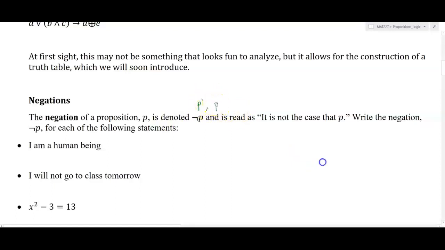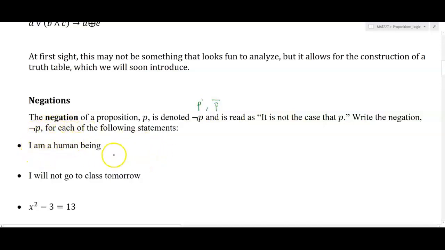Some people maybe have even seen a P with a bar over it to say P not. These are all okay, but logic often uses this ¬ symbol to denote not. But you can use whichever one you want, just be clear about it. So for each of these, write the statement that represents the negation for each of the following.